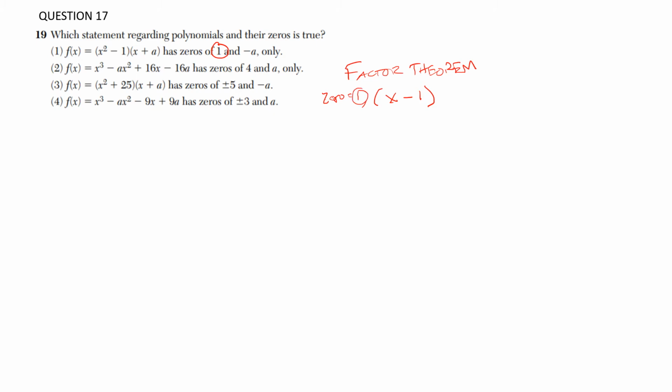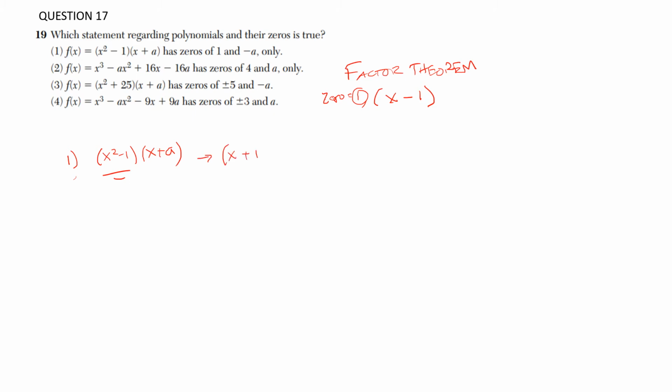So let's see. This says it has zeros of 1 and negative a only. Here's a little problem. When we factor choice 1, we have x squared minus 1, times x plus a. This here is a difference of two squares.